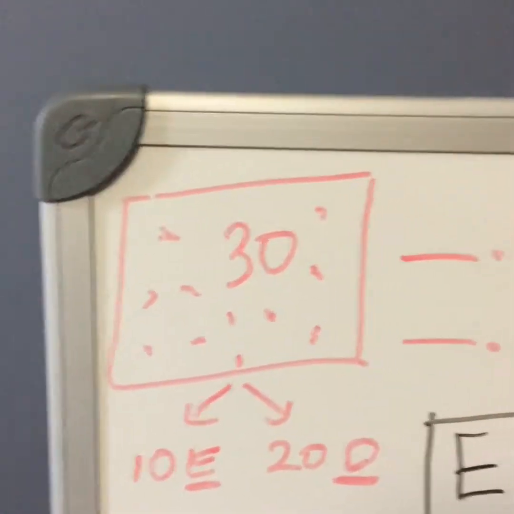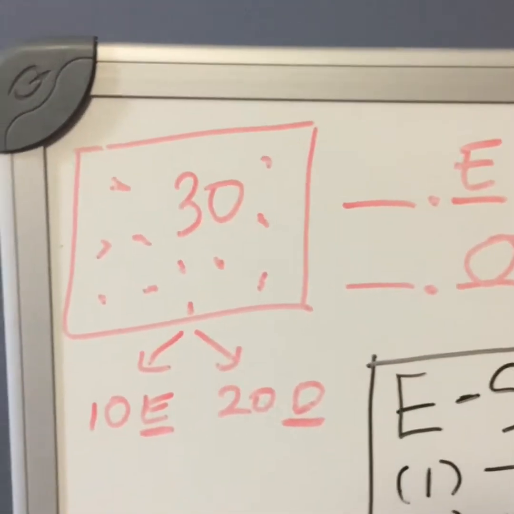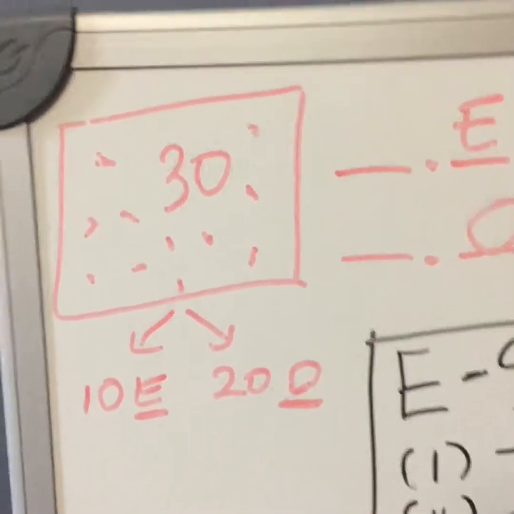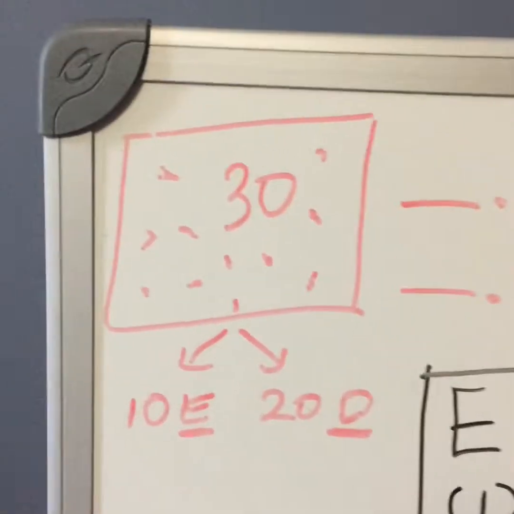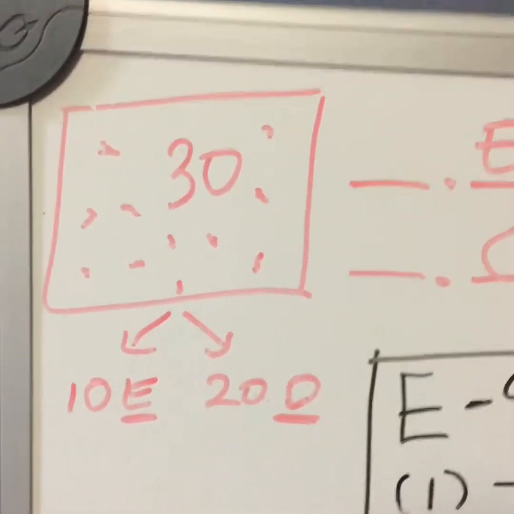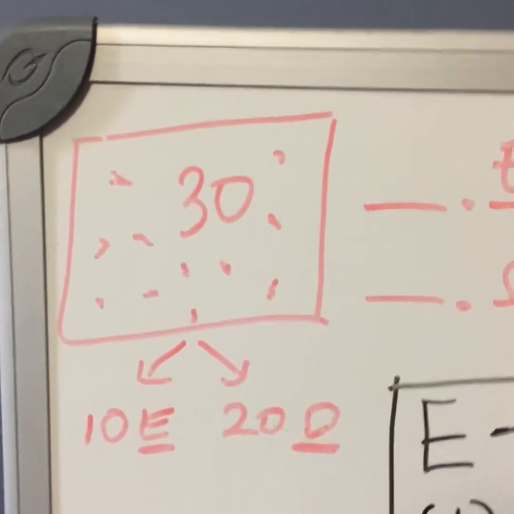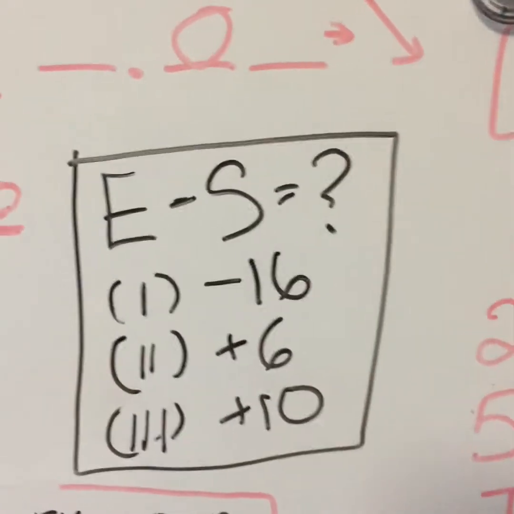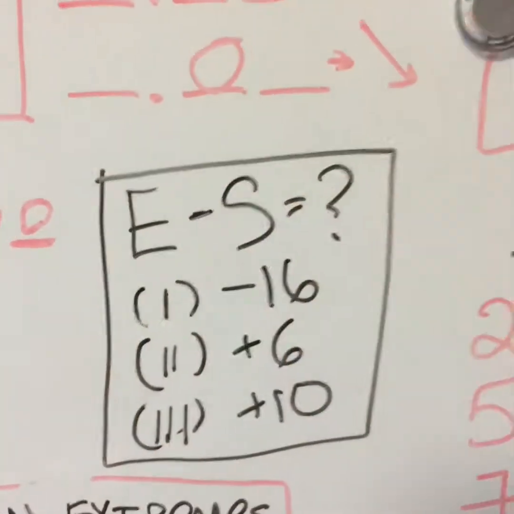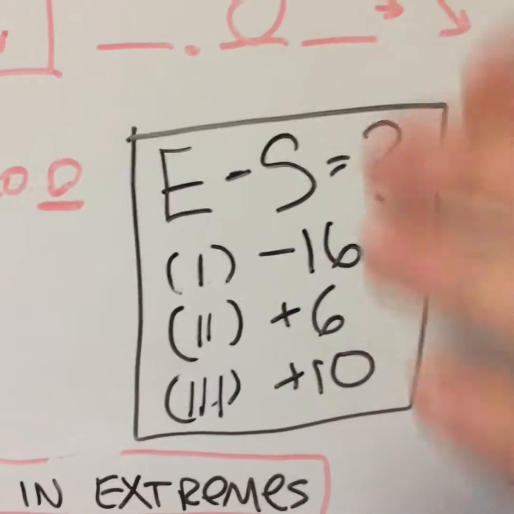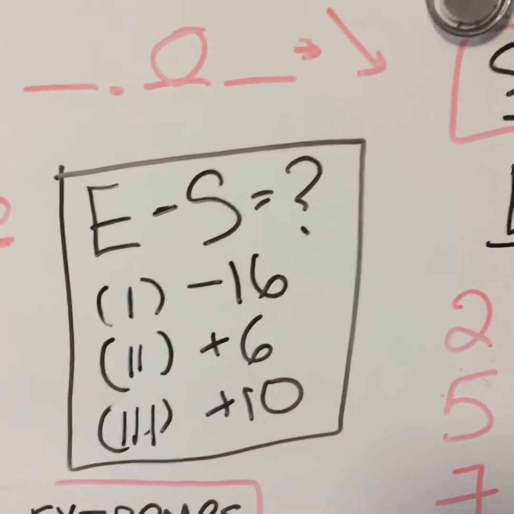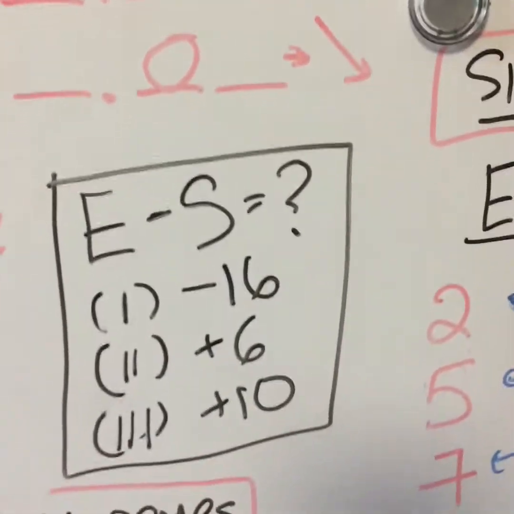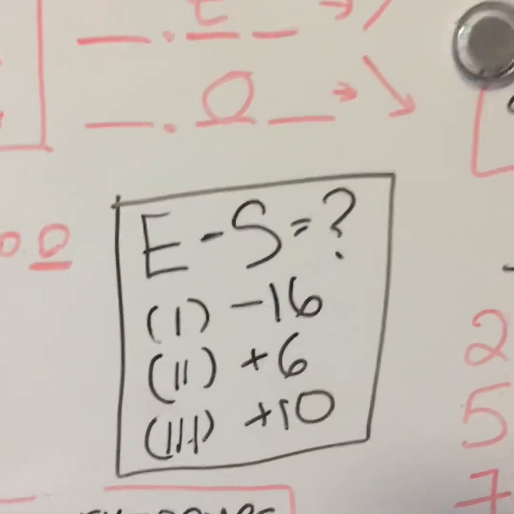I know there's 30 numbers, and I know that the numbers are separated where 1/3 of them have an even tens digit and the remaining have an odd tens digit, which means you can infer there are 10 with an even tens digit and 20 with an odd tens digit. Now, here I always like to remember what I'm looking to solve for. It's really E minus S is what, and we have 3 possibilities that we're asked to check: -16, +6, and +10.